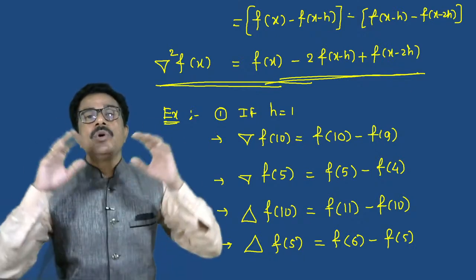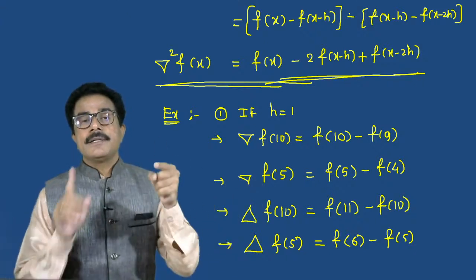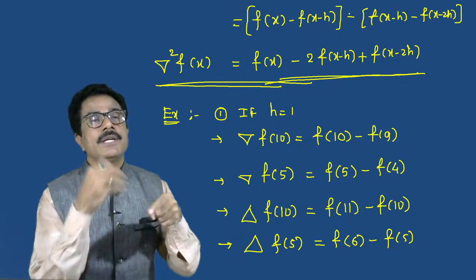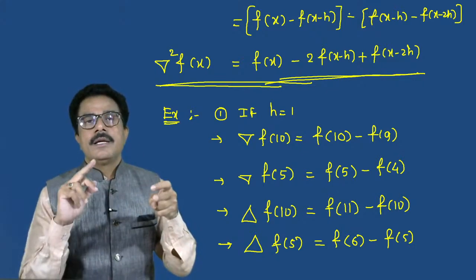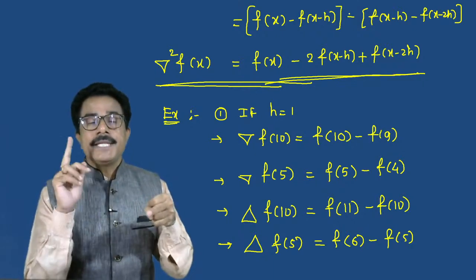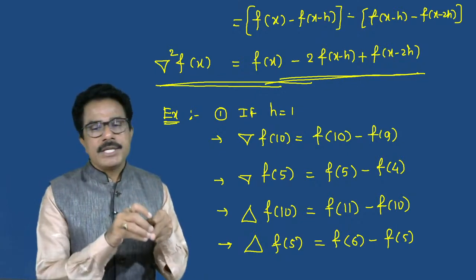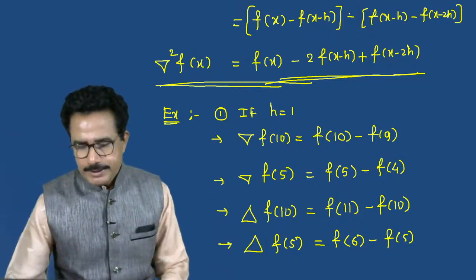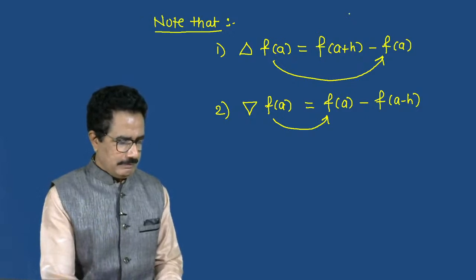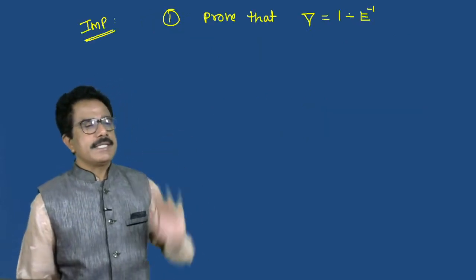Delta and del are both difference operators, but delta is called the forward difference operator. That means we have to subtract the given function from its forward function. Del is also a difference operator, but in del we have to subtract the backward function from the given function. This is the main difference. Okay, so we can write this, prove that this is the relation.